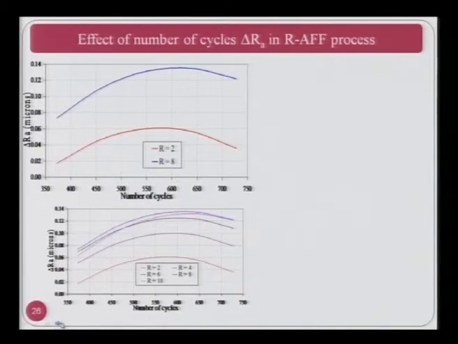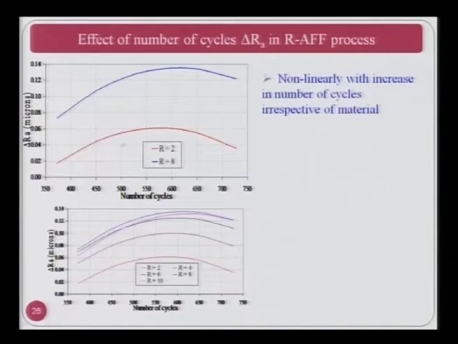Now, you can see here it is the case of rotary AFF, abrasive flow finishing, and a large number of RPMs are given over here: 2, 4, 6, 8, 10, and similar behavior is seen in all the cases. This is the same as this, except that here more RPM results are shown. So, you find non-linearity with increase in number of cycles irrespective of the material that you are using.